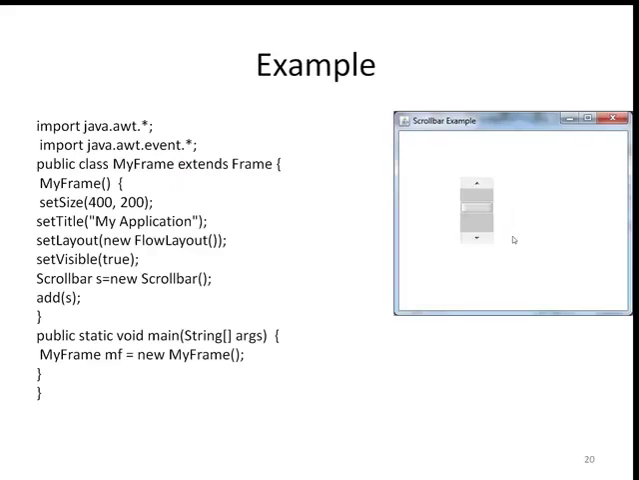This is the example. So import java.awt and create a derived class of the Frame class and create a constructor. Inside this constructor, set the size, title, layout, and now create an object of the Scrollbar. So here I have created an object to create a vertical scroll bar. Add this object to the frame by using the add method. When I compile the program, this will be the output. So this is the scroll bar and it is a vertical scroll bar.